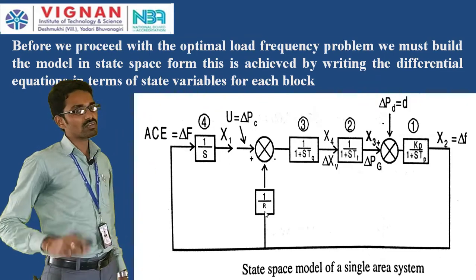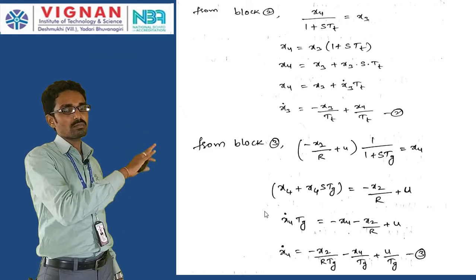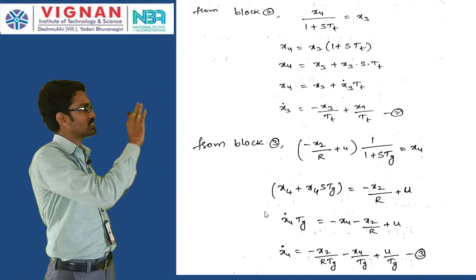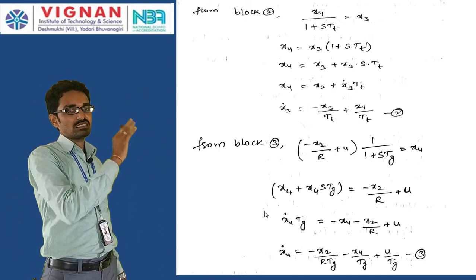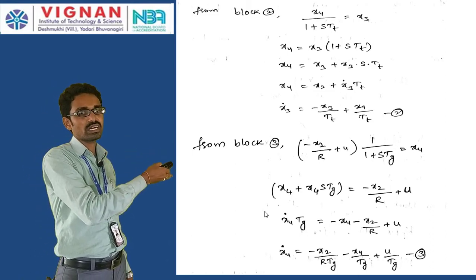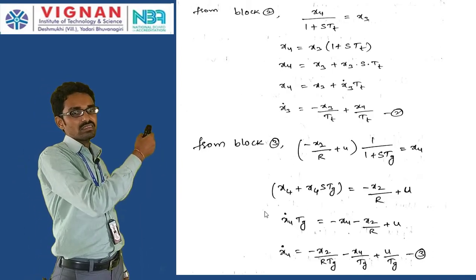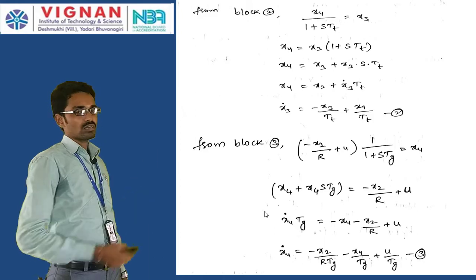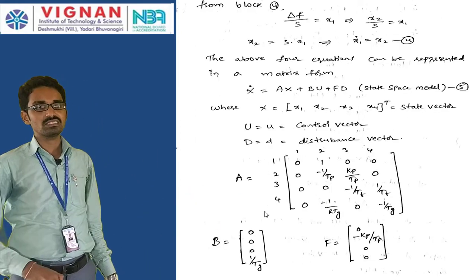1 by R is nothing but a minus value. So you have to consider minus x2 by R plus u into 1 by 1 plus STg, which is equal to x4. If you rearrange those terms and write the x4 dot equation, x4 dot is equal to minus x2 by RTg minus x4 by Tg plus u by Tg, you are going to get. So that is equation number 3.